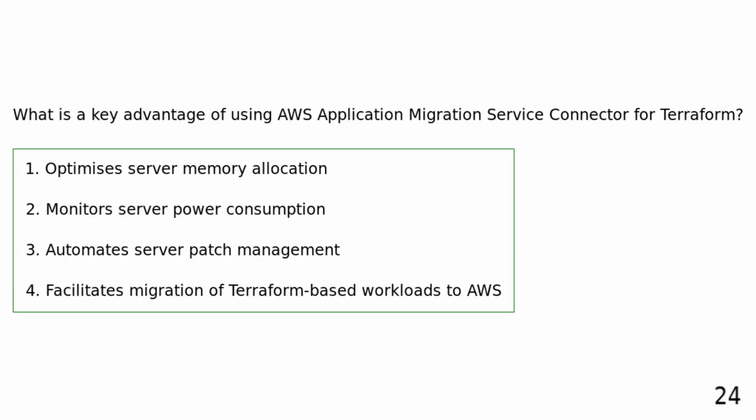What is a key advantage of using AWS Application Migration Service Connector for Terraform? Optimizes server memory allocation. Monitors server power consumption. Automates server patch management. Facilitates migration of Terraform-based workloads to AWS.